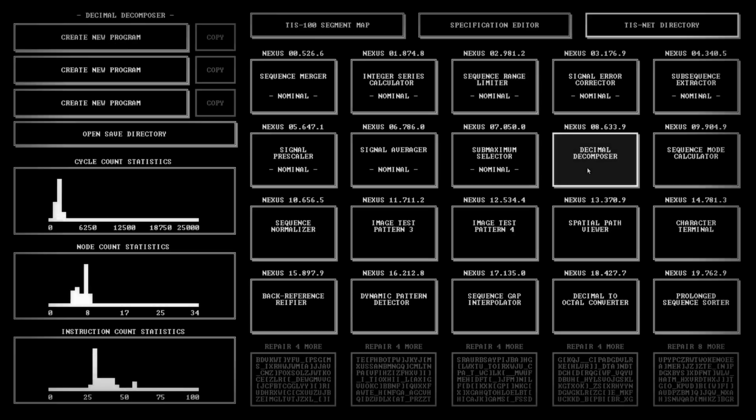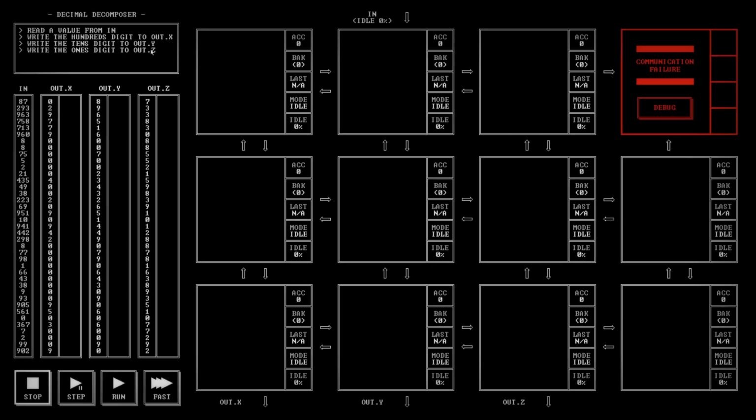Decimal decomposer. Let's start with that. I am really afraid of some of these names I'm seeing. This one shouldn't be so bad, probably. Read a value from in. Write hundreds digit to out. Tens digit and ones digit. Okay. This should be trivial? Maybe?